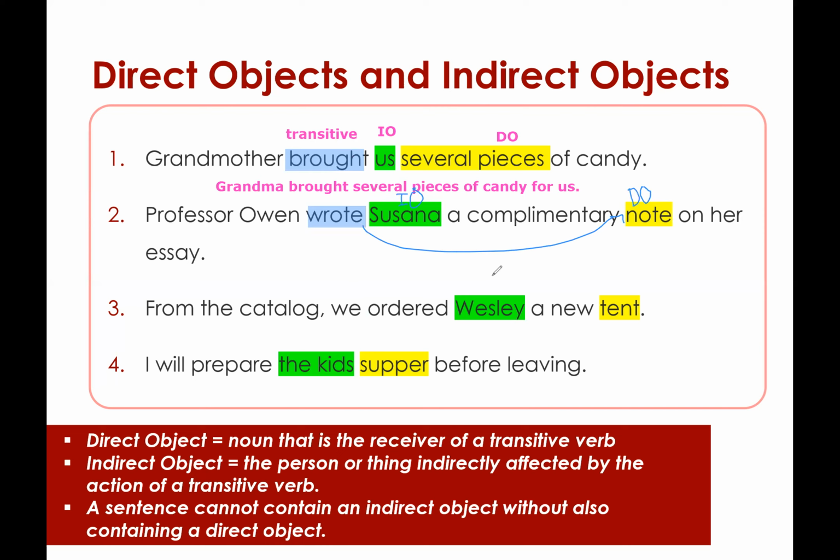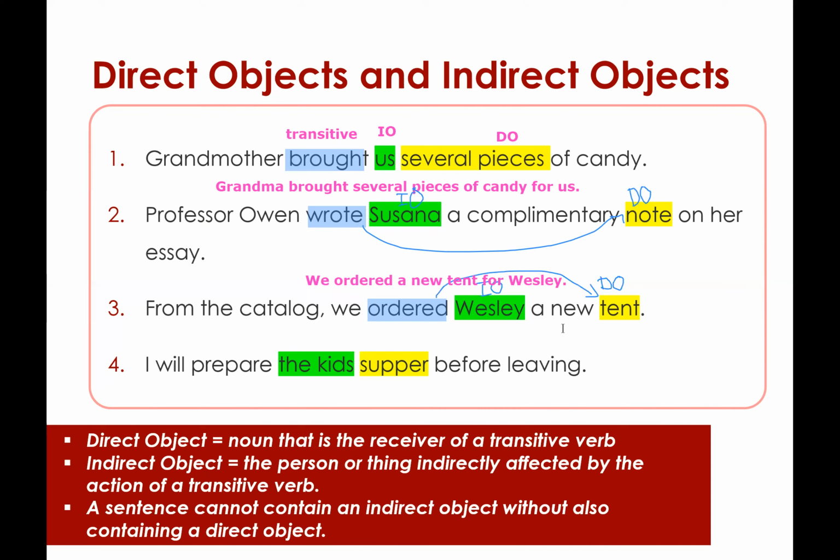And number 3, from the catalog, we ordered. So ordered is the transitive verb. What is being ordered? The tent is being ordered. Ordered for whom? Wesley would be indirectly affected by this action. So we can also rephrase it into we ordered a new tent for Wesley. We can change our indirect object into a prepositional phrase.